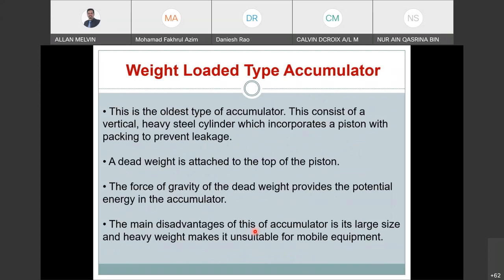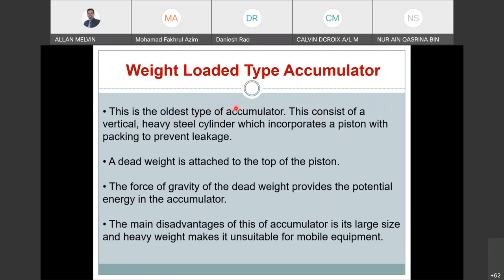Weight loaded type of accumulator. As we saw earlier, it works because of gravity, using a natural weight. This is the oldest type of accumulator, because in the past we didn't have springs and gas. We had gas, but we didn't have a mechanism to use it. In those times, things were mostly mechanical and related to nature, even the water system, water supply, and water dams, which are related to the environment. So the weight loaded type is the oldest type of accumulator.